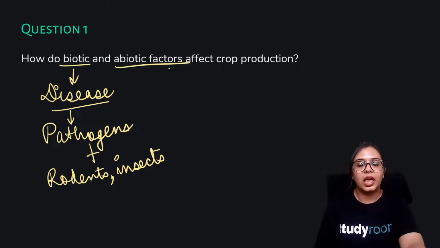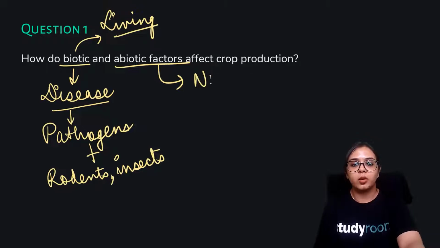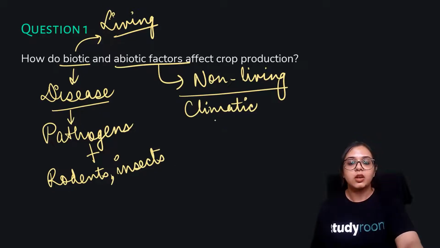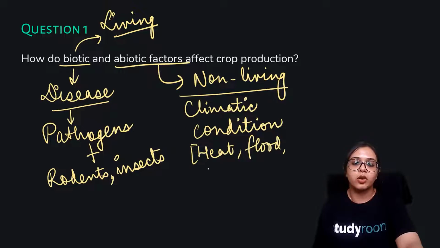Okay, and the abiotic factors, they are the non-living factors. Biotic, remember, bio means life, so biotic factors are the living factors, and abiotic factors are the non-living factors. The abiotic factors are those extreme climatic conditions that hinder the good production of these crops, climatic conditions such as heat, such as flood, or such as drought.